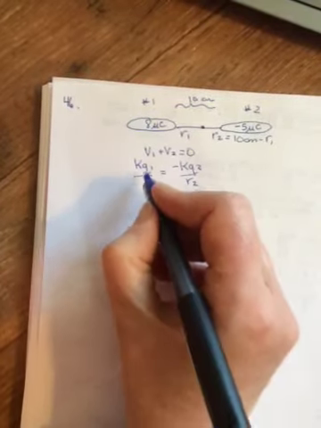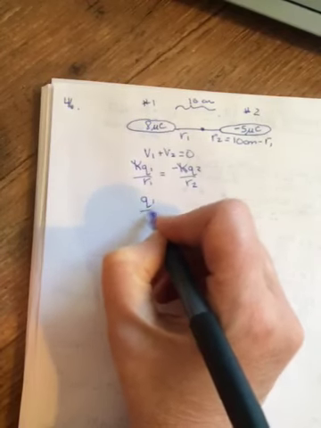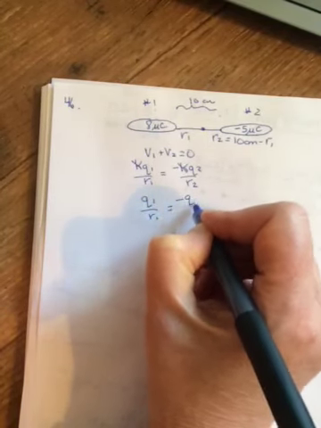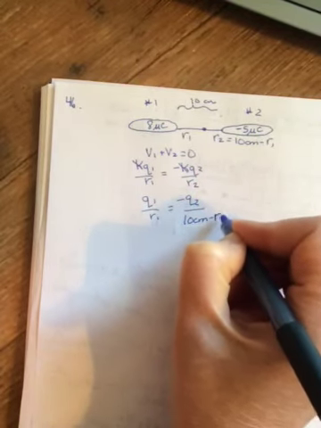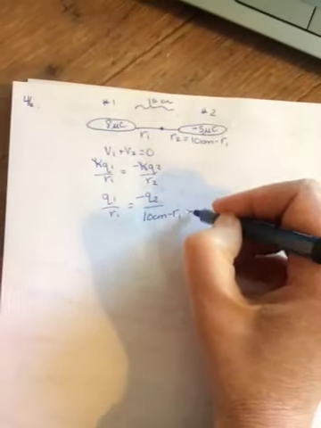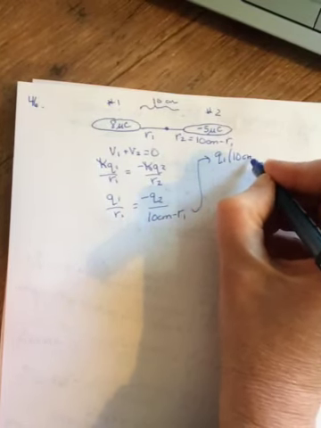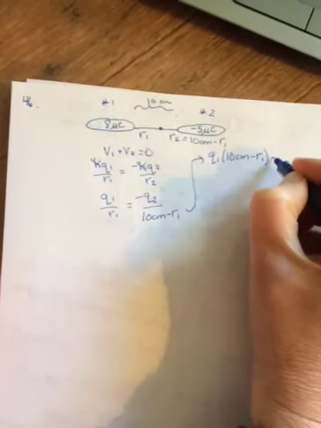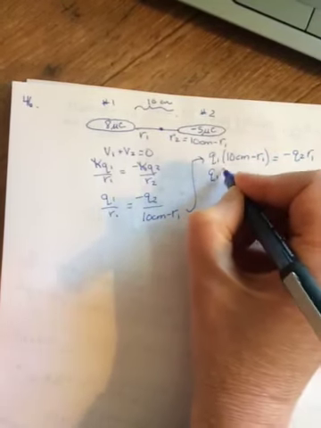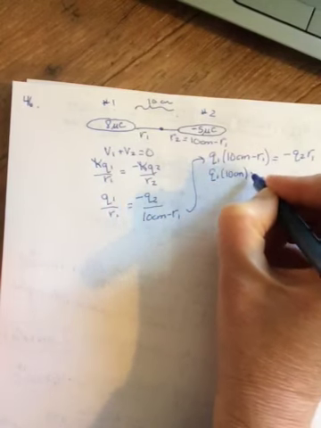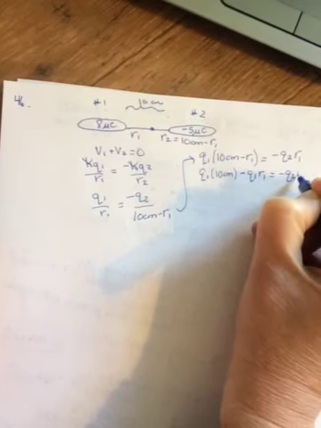So we have 2 unknowns here. The K's will cancel. We have 2 unknowns, R1 and R2, but we can substitute in for R2 so that it's 10 centimeters minus R1. Okay, and so now you're going to cross multiply. So it'll become Q1 brackets 10 centimeters minus R1 will equal negative Q2 times R1. Multiply through by Q1, so Q1 times 10 centimeters minus Q1 times R1 will equal negative Q2 R1.